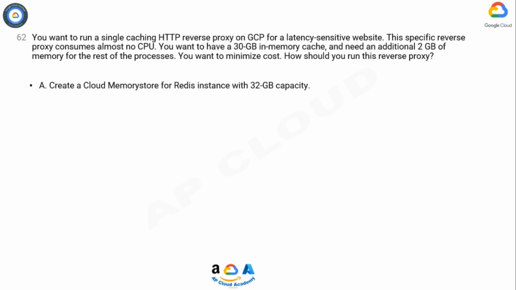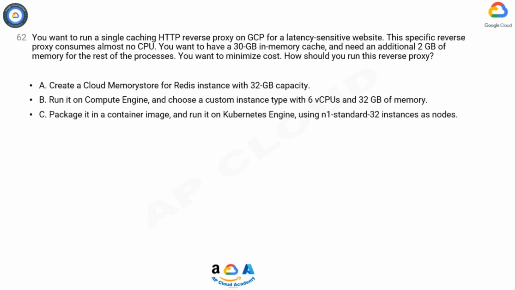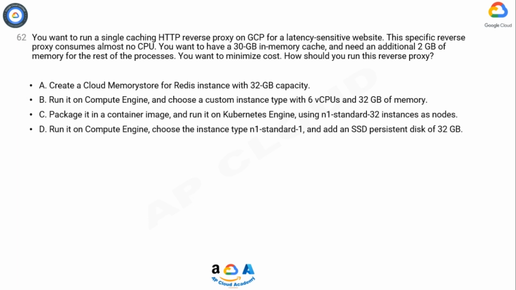Option A, create a Cloud Memorystore for Redis instance with 32 GB capacity. Option B, run it on Compute Engine, and choose a custom instance type with 6 vCPUs and 32 GB of memory. Option C, package it in a container image, and run it on Kubernetes Engine, using N1-standard-32 instances as nodes. Option D, run it on Compute Engine, choose the instance type N1-standard-1, and add an SSD persistent disk of 32 GB.